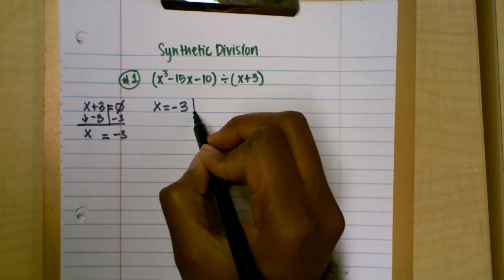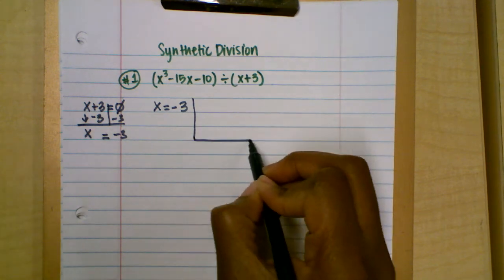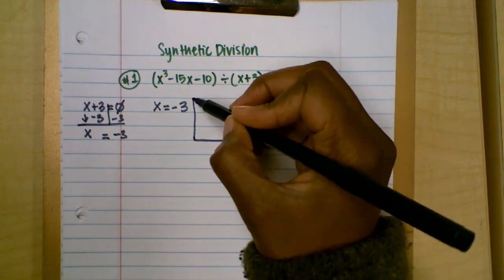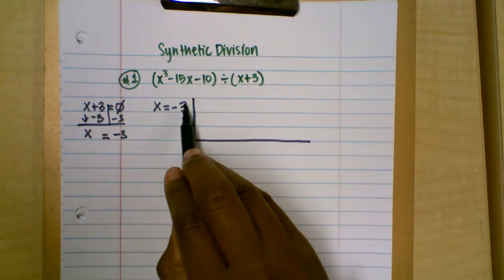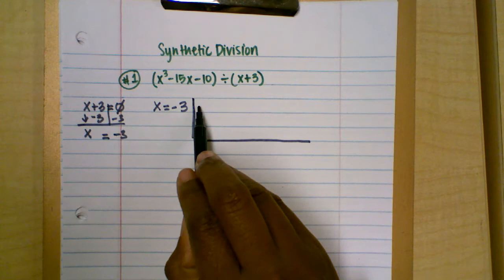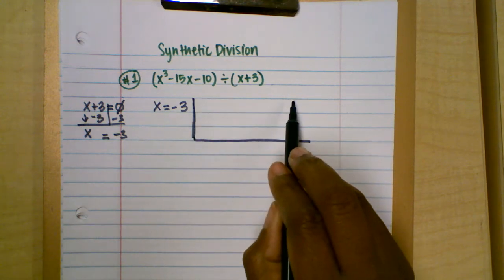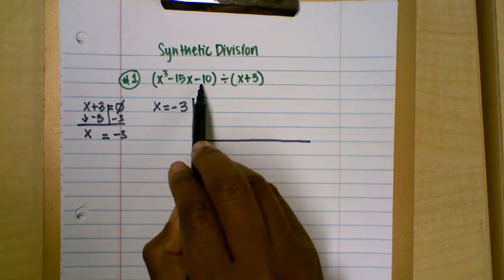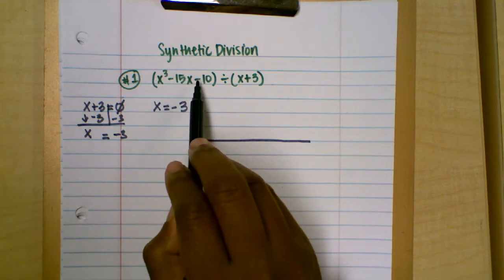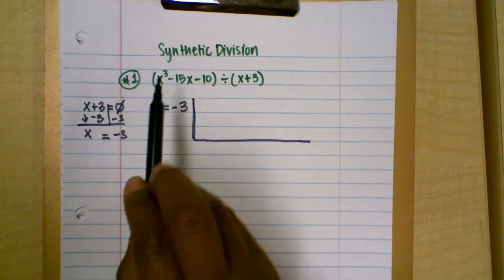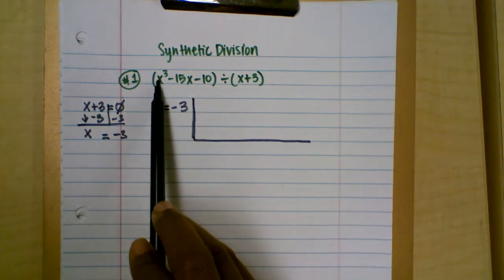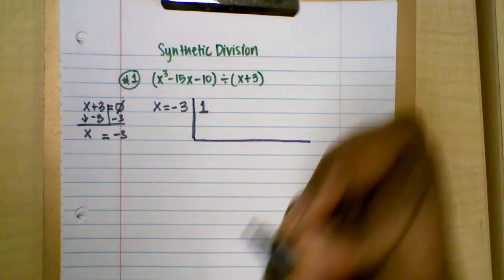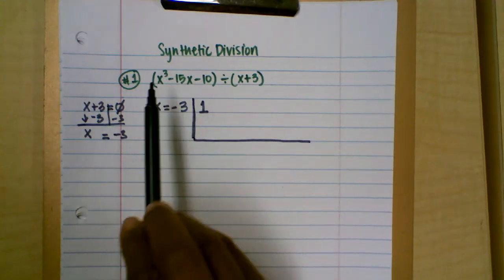And I'm going to draw an L shape like that. Then I'm going to list inside the L shape, at the same level as x equals negative 3, the coefficients of the polynomial in the numerator. The first coefficient is going to be 1.